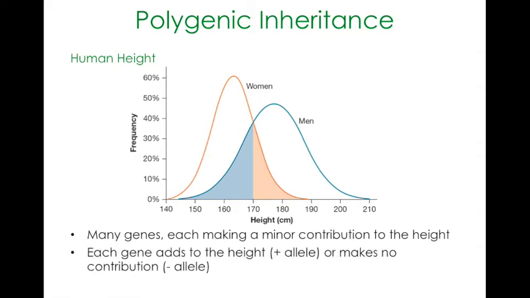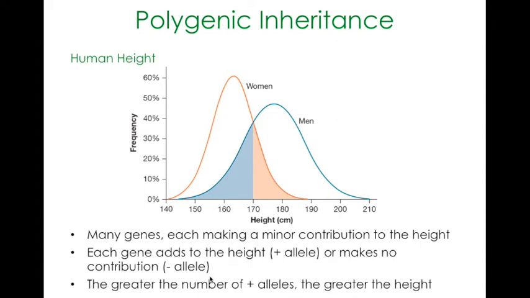And so rather than trying to make sense of all of it, we look at the trait overall, and we look at how the alleles of those genes either contribute to the height, in which case we just put a little plus allele, or make no contribution to the height, which we call a negative or a minus allele, right? And so the greater number of plus alleles, generally the greater the height. And so you can then determine based on these categories how the genes have some sort of effect.